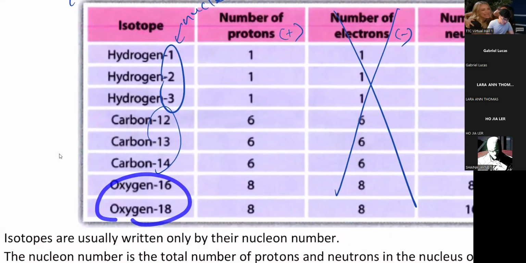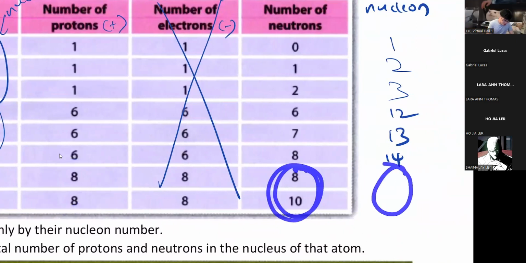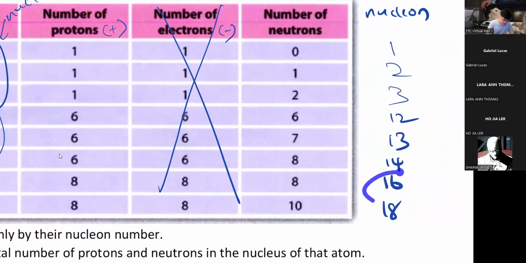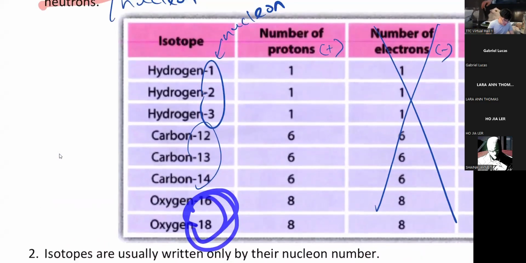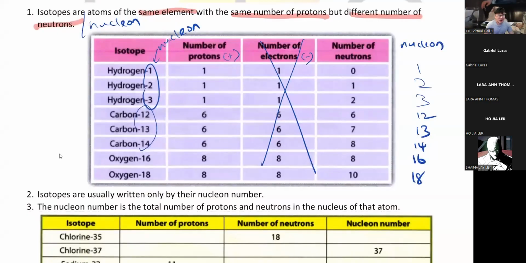Both of these have the same number of protons, same IC number, but different neutron number and different nucleon number. So 8 plus 8 is 16, 8 plus 10 is 18. Oxygen 16 and 18. Like I said, the 16 and the 18 are the nucleon number. Can you understand? Guys, this is just basic addition and subtraction.